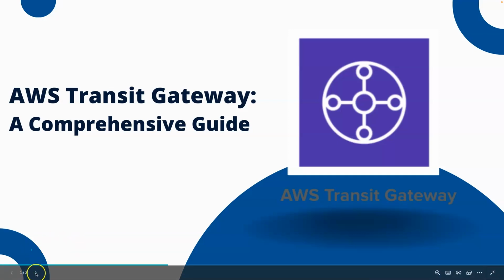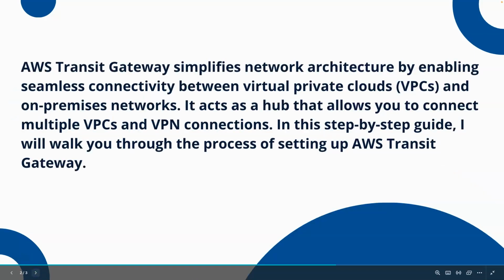AWS Transit Gateway. AWS Transit Gateway simplifies network architecture by enabling seamless connectivity between virtual private clouds, that's VPCs, and on-premises networks. It also acts as a hub that allows you to connect multiple VPCs and VPN connections. In this step-by-step guide, I will walk you through the process of setting up AWS Transit Gateway.